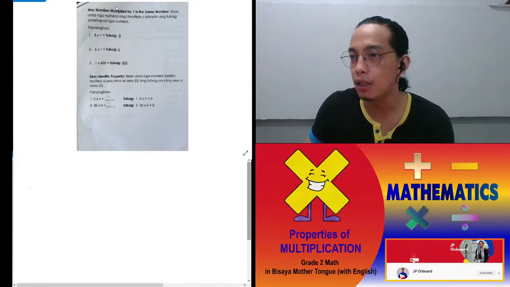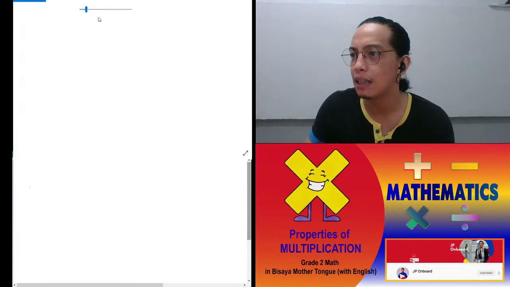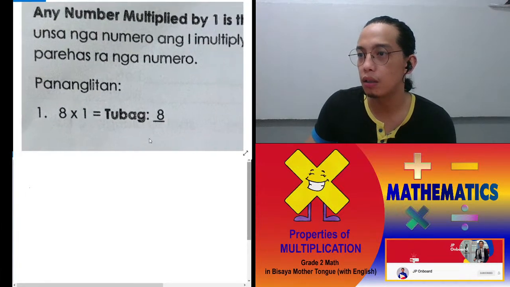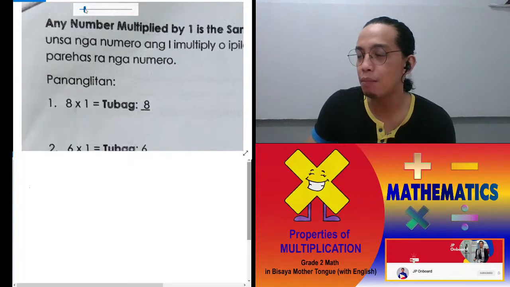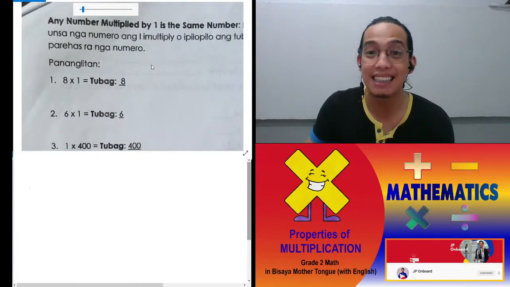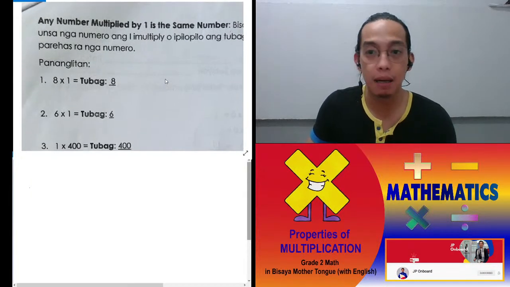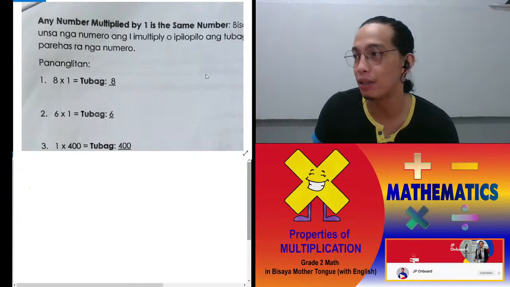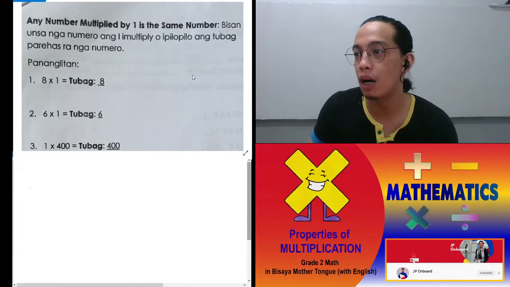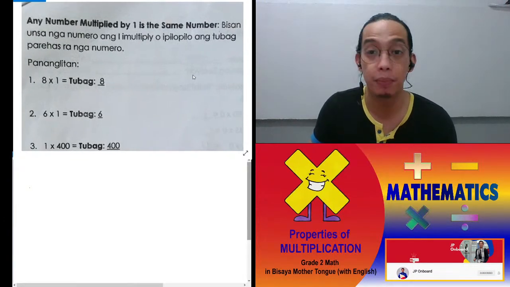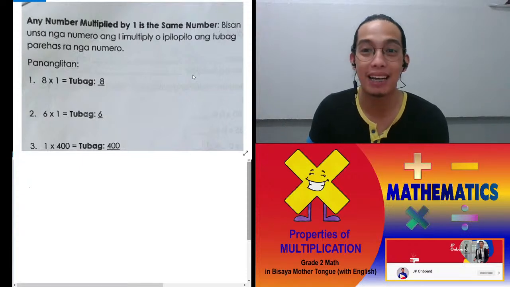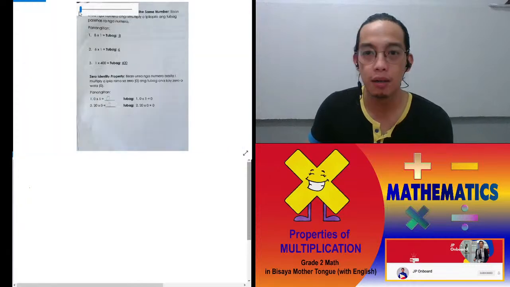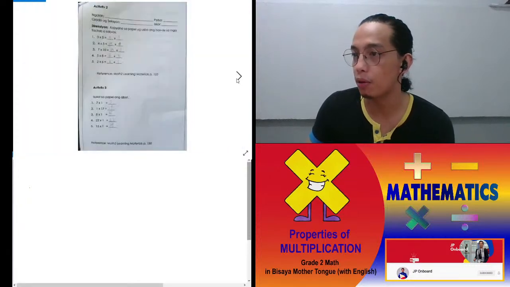Okay, any number multiplied by 1 is the same number. Okay? Bisag unsang number, multiply na mo 1, pariho. Ang number ang answer. Bisan unsang nga numero ang 1 i-multiply or ipilipilo, ang tubag parehas ra nga numero. Is the number. Okay? The number itself. Any number multiplied by 1 is the number itself.